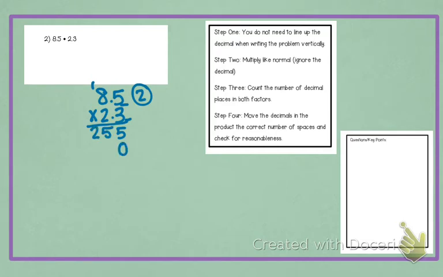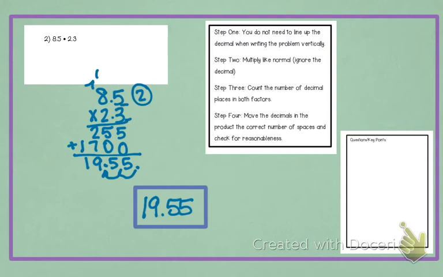Hold your placeholder with a 0. Then 2 times 5 is 10. And 8 times 2 is 16, plus 1 is 17. Then we add these numbers. 5 plus 0 is 5. 5 plus 0 is 5. 7 plus 2 is 9. And 1 is 1. We have 2 numbers up here, and so that reminds us that we are going to move the decimal 2 times into our number to make our final answer, which is 19.55, boxing our answer.